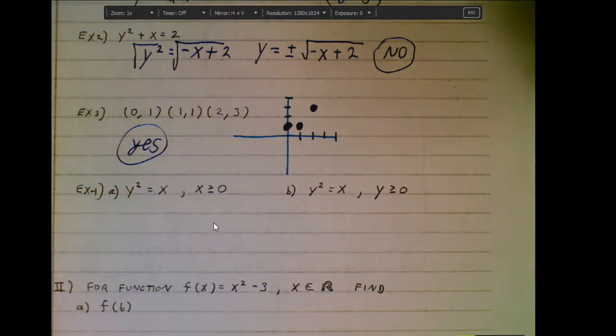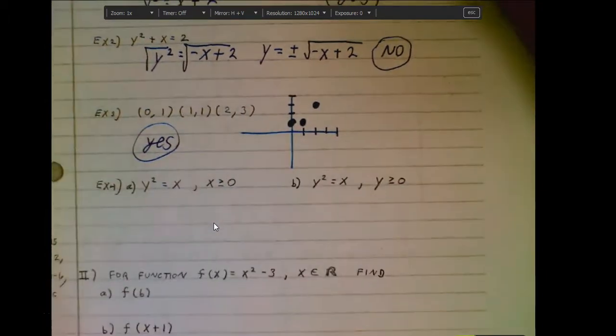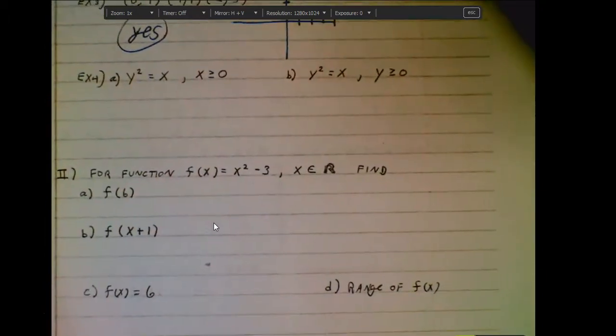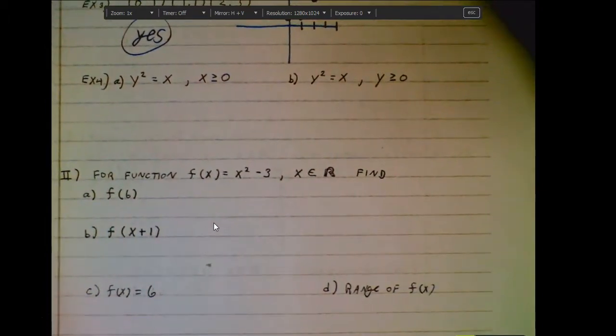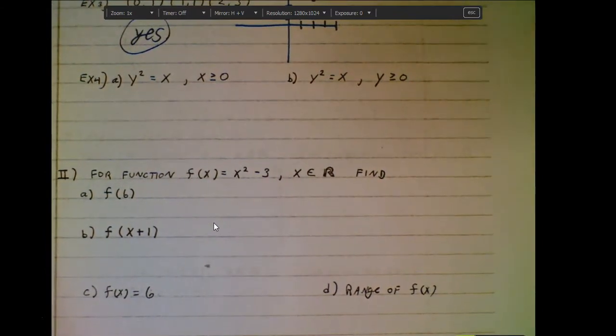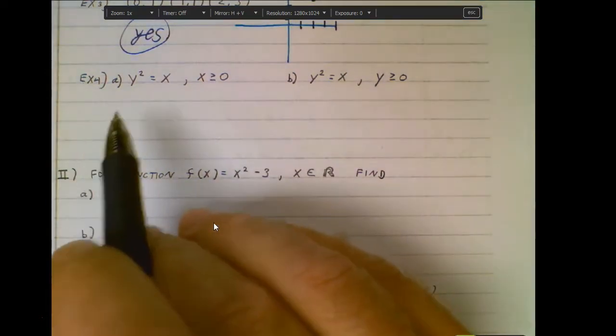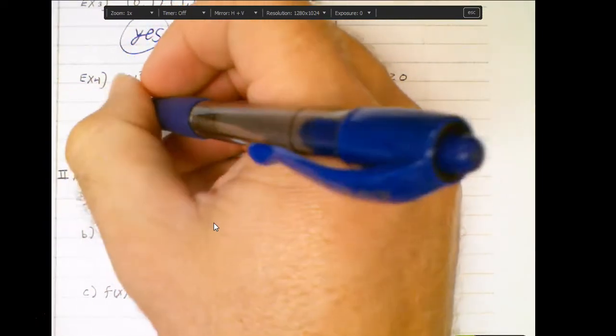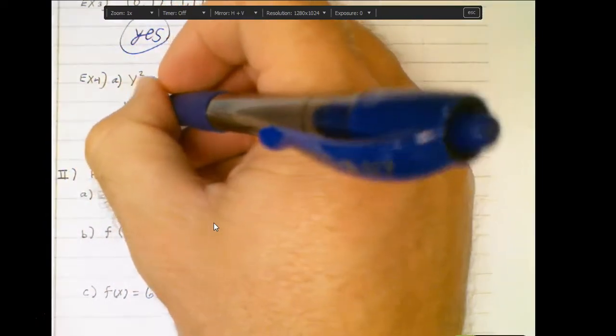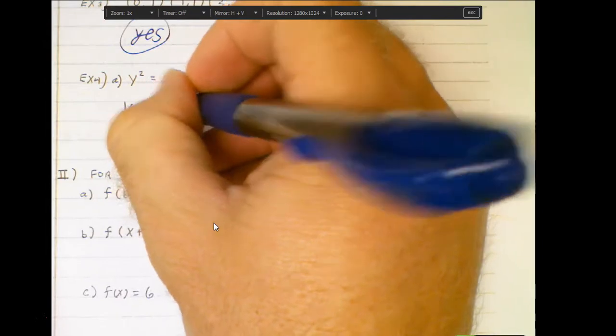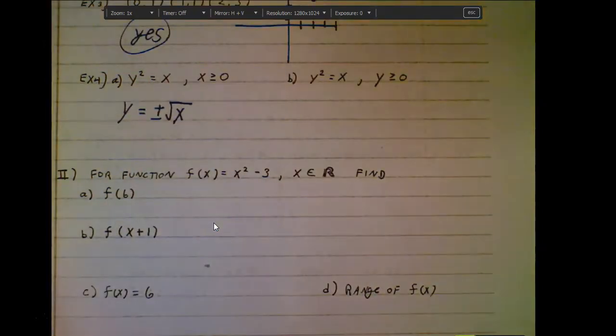So looking here at example 4, very similar idea of what we've already been talking about, but there's some extra notation thrown in here that does affect the results that we come up with as far as whether or not something is a function. So if you look at the first example, so y squared equals x, well, when I go ahead and square root both sides, remember I have to throw in a plus or minus when I square root both sides.